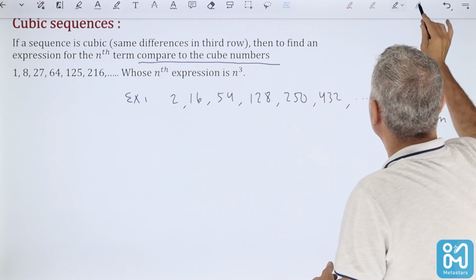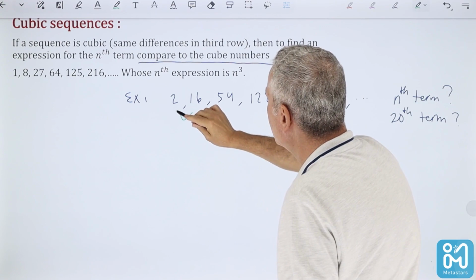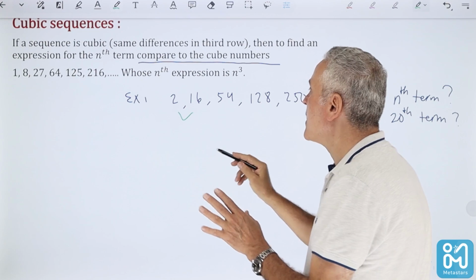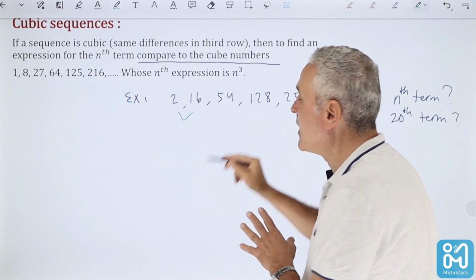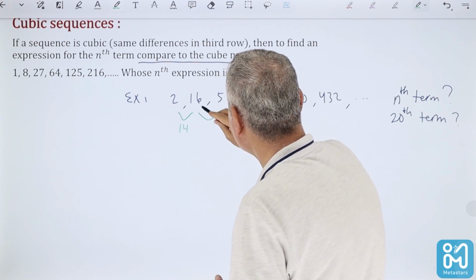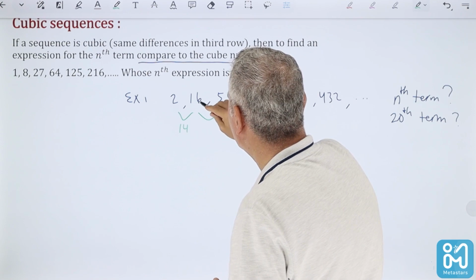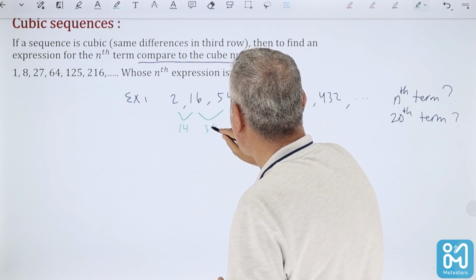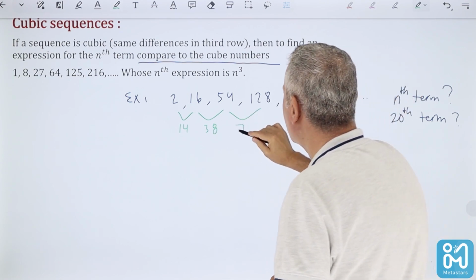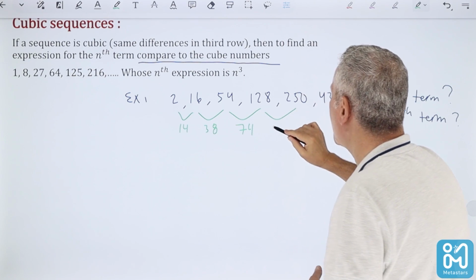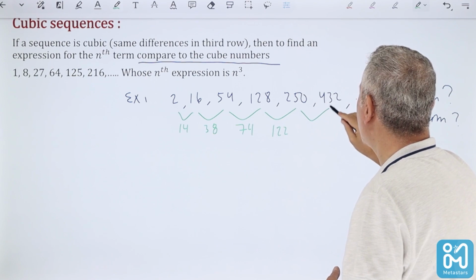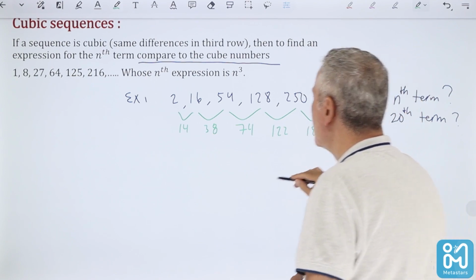Before we move on, we know now this sequence is a cubic because we are in the lesson, but actually you have to check. Addition, plus 14, this is not plus 14, so it is not arithmetic. Geometric, times 8, this is not times 8. Go to quadratic, we'll have to find the differences. 2 to 16 is 14, 16 to 54 is 38. 128 minus 54 is 74. 250 minus 128 is 122. And here we have 432 minus 250, so 182. I know, big numbers, you could use the calculator.